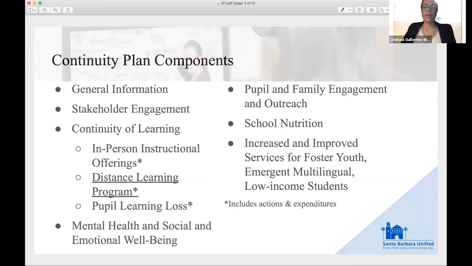So here we have the continuity plan components. It opens with general information about our district and then a description of the stakeholder engagement that we have been doing and will continue to do throughout August and September. And then the heart of the plan is really around this concept of continuity of learning, whether it be in person or in a distance learning model or hybrid.